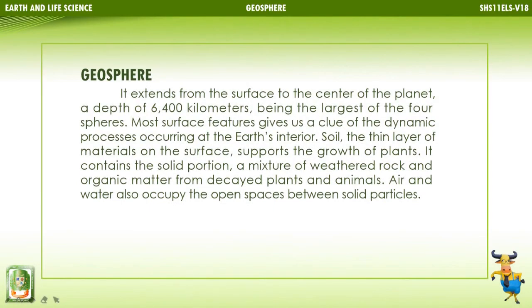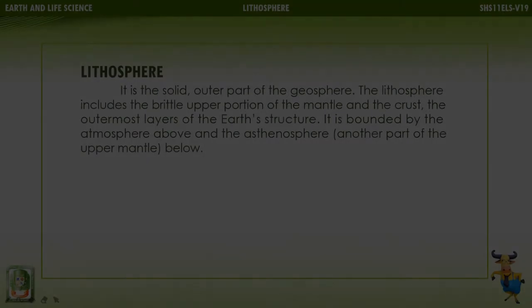Geosphere. It extends from the surface to the center of the planet, a depth of 6,400 kilometers, being the largest of the four spheres. Most surface features give us a clue of the dynamic processes occurring at the Earth's interior. Soil, the thin layer of materials on the surface, supports the growth of plants. It contains the solid portion, a mixture of weathered rock and organic matter from decayed plants and animals. Air and water also occupy the open spaces between solid particles.